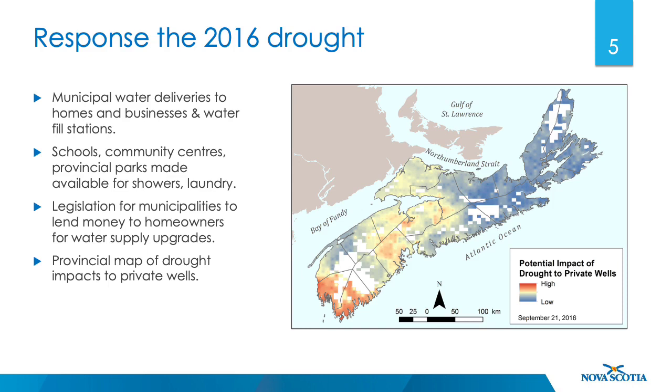Now, the areas in blue are the areas that had low impact, and the areas in yellow and orange are the areas of high impact. And you can see down near Yarmouth in the southwest part of the province is where the drought in 2016 was particularly severe, and that's because of two reasons. One is that's where it was driest, and secondly, that part of the province happens to have the most shallow dug wells in the province. So those two combined made the drought impacts most severe in that part of the province.